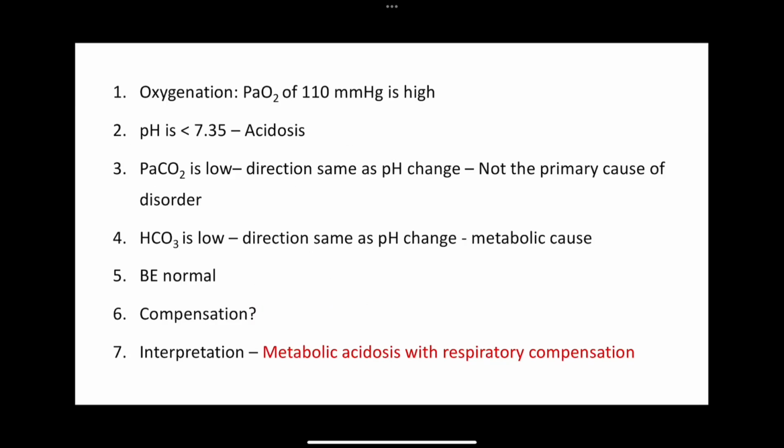So this patient is losing bicarbonate through the gastrointestinal tract as a result of diarrhea, leading to metabolic acidosis. The respiratory system is attempting to compensate by blowing off carbon dioxide to create a respiratory alkalosis in an attempt to neutralize the acidosis and bring the pH back in the normal range.